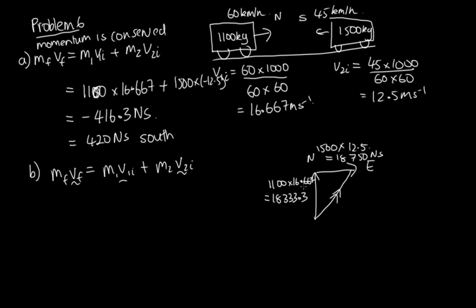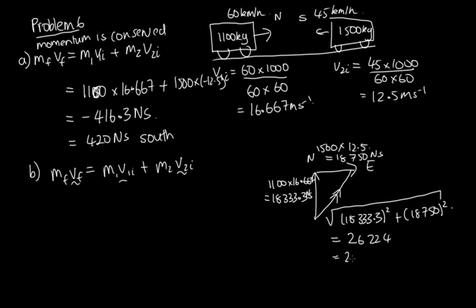18,750 Newton seconds. And so to work out our resultant, we can just use Pythagoras' theorem, and we take the square root of 18,333.3 squared plus 18,750 squared. Solving that on the calculator, we get a magnitude of 26,224, which is equal to 26,000 Newton seconds to two significant figures.